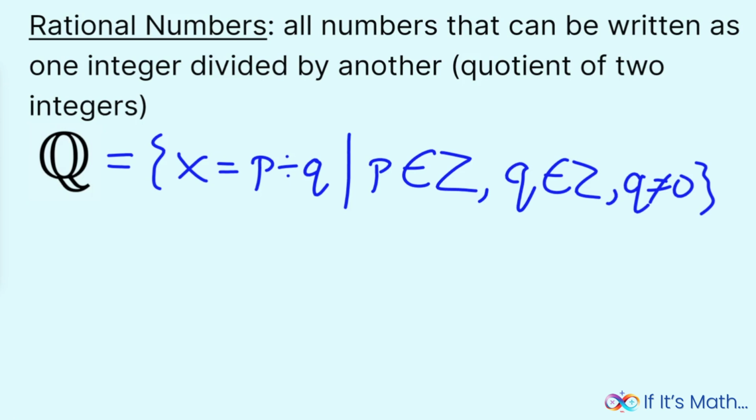So if you want to put this in English, we've got all numbers that are written as one integer divided by another integer without the bottom being equal to 0. That's how you define a rational number.